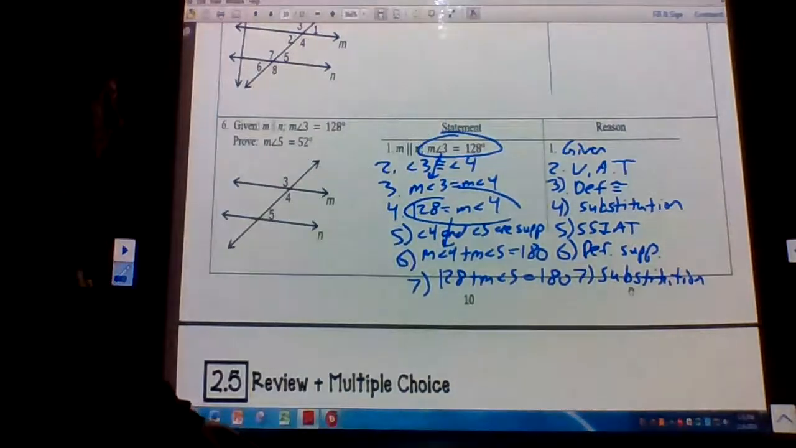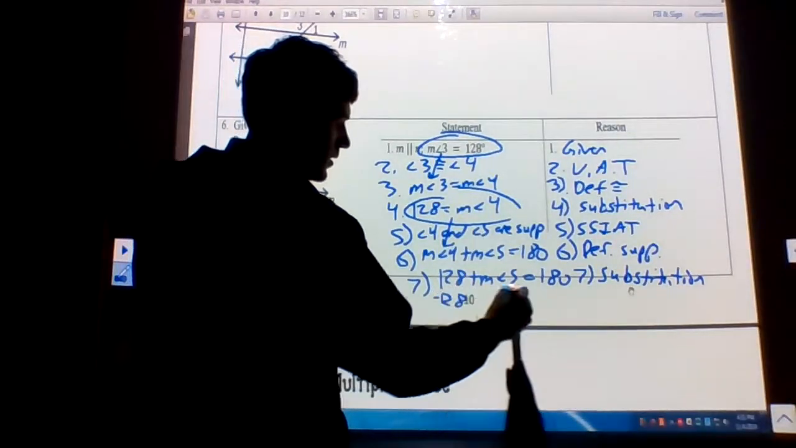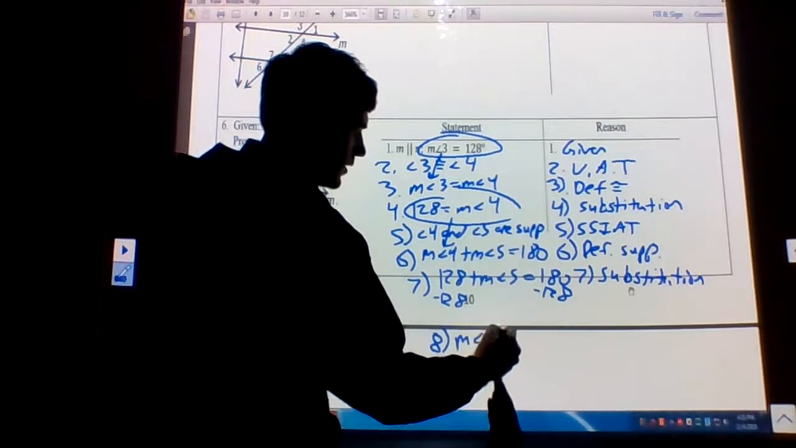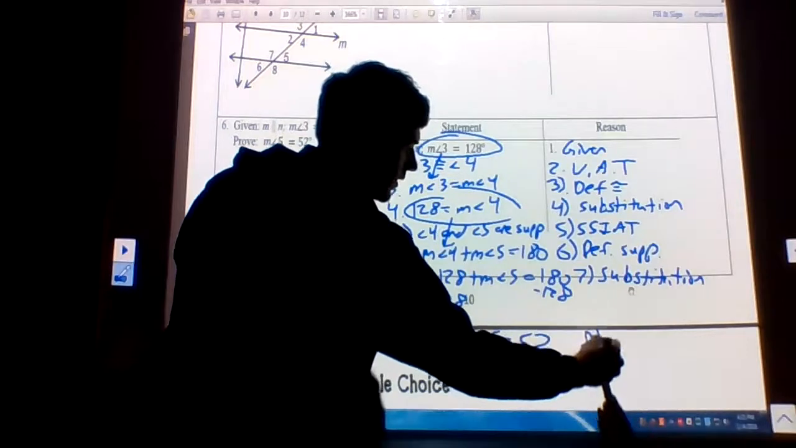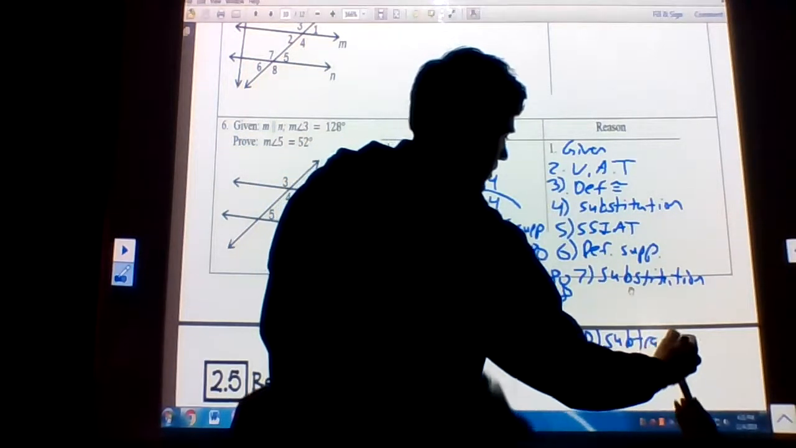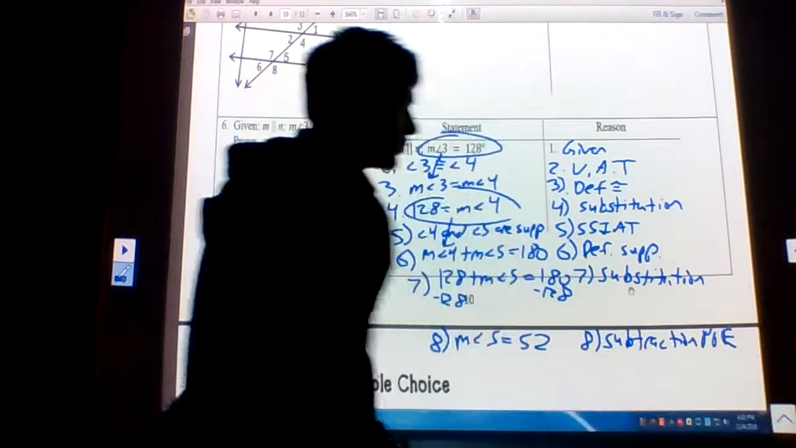And we can subtract 128 from both sides. And we get our eighth step here, then the measure of angle 5 equals 52. And that was the subtraction property of equality. So that's kind of like a review problem to finish it off.